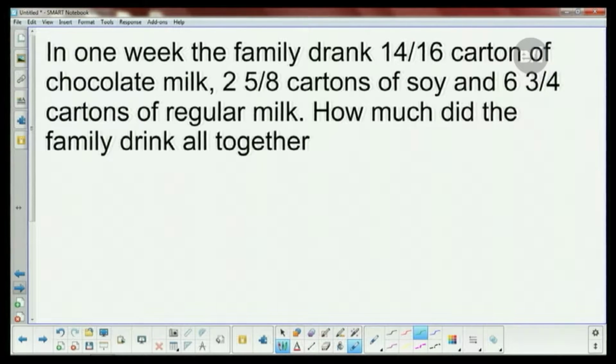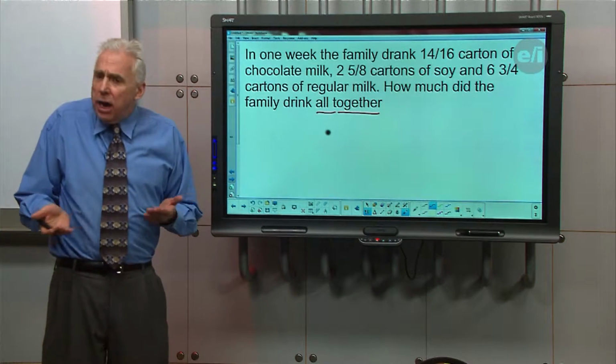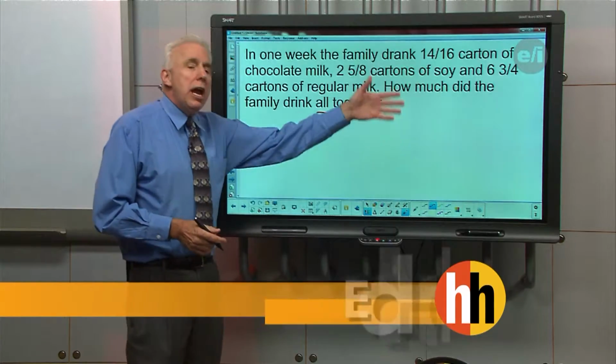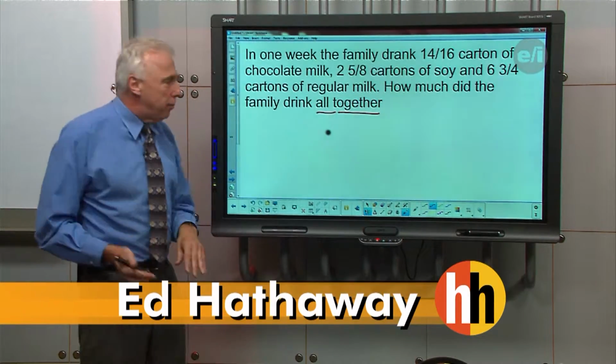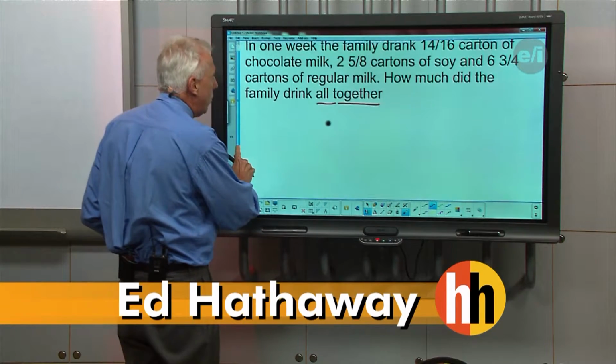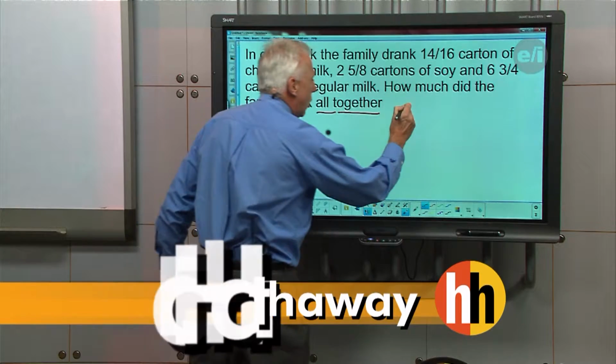Now there's a key term. Let's underline that in red. Altogether. Did they drink all together? What does that mean? Does that mean subtract, multiply, add, divide? Well, if you're doing everything together, that probably means to do a summation. Add them up. So we are going to take these numbers here that they gave us and add them up, all fractions.